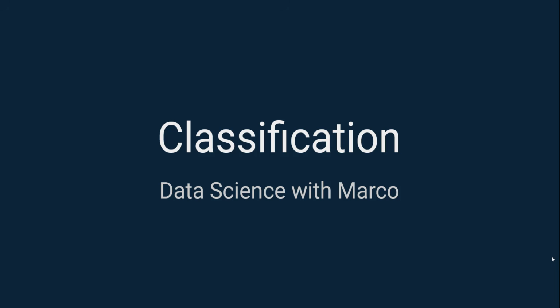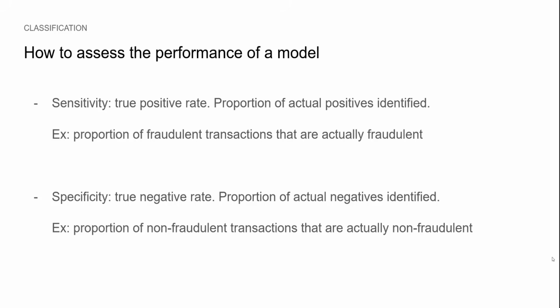Now, before we move on to the coding portion, we must understand how to validate our models in the context of classification. To do so, we use sensitivity and specificity. Sensitivity is the true positive rate, so the proportion of actual positives identified. For example, it would be the proportion of fraudulent transactions that are actually fraudulent. On the other hand, specificity is the true negative rate. So the proportion of non-fraudulent transactions that are actually non-fraudulent.